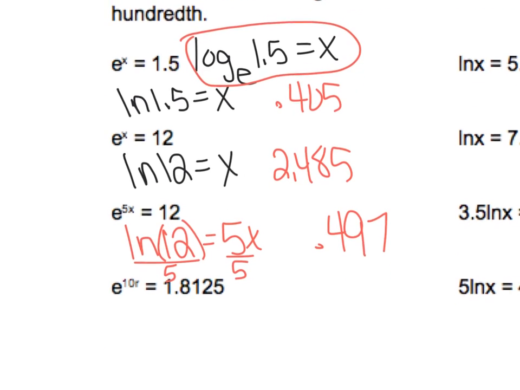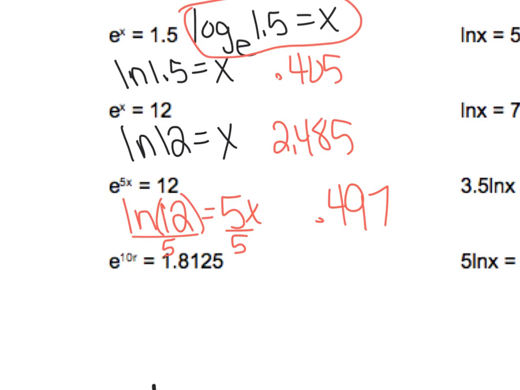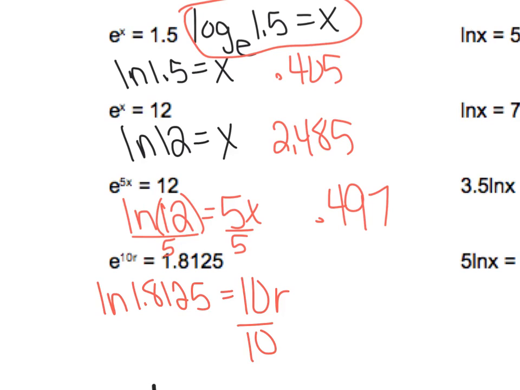And if you do it correctly, it should be approximately 0.497. If we have e to the 10r equals 1.8125, that would be the natural log of 1.8125 equals 10r. Again, we don't want 10r, we want r. So if we divide both sides by 10, again, making sure we enclose that 1.8125 in the parentheses before we divide by 10, we should get approximately 0.059.